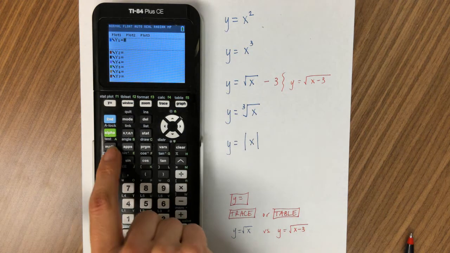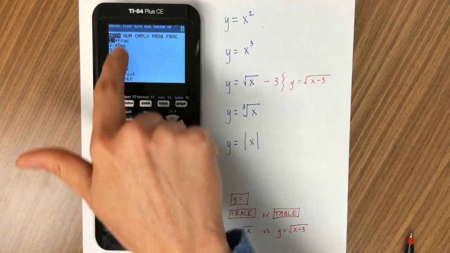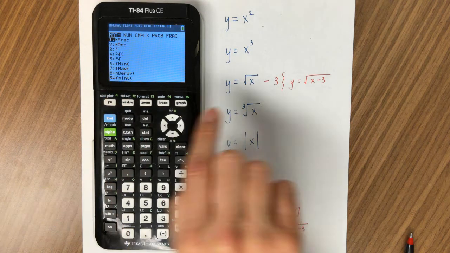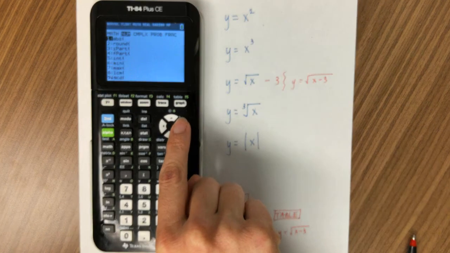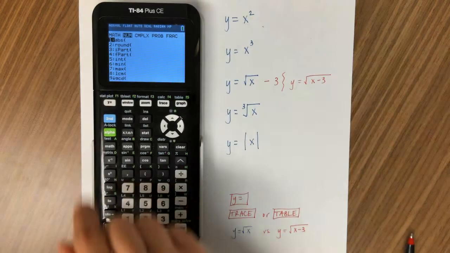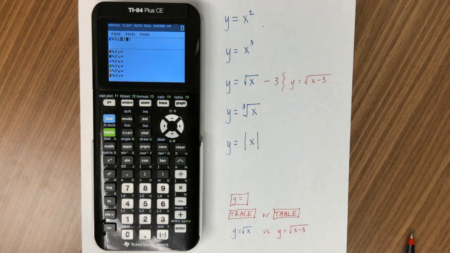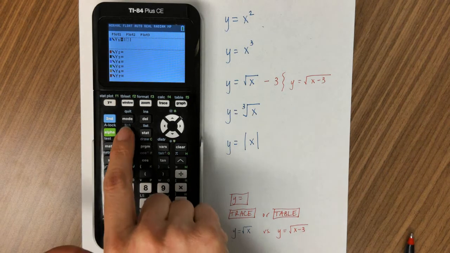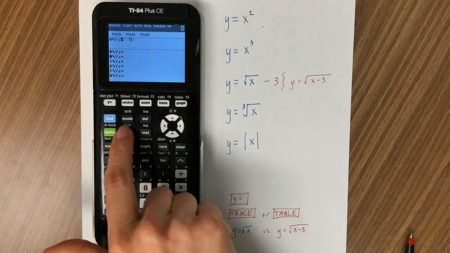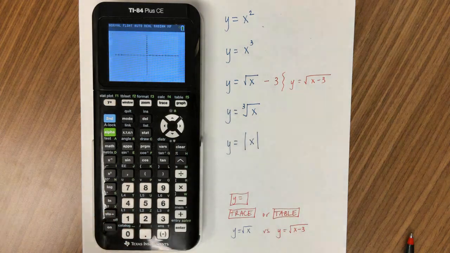So I click y equals, I click math. I don't see my absolute value here, but if I scoot to the right under the number menu, the very first thing I see is ABS, and that stands for absolute value. So when I hit that, for my fancy new calculator, the absolute value bars come up, and I can do the absolute value of x. Gives me this sharp corner. It's always a V-shaped function, these absolute value functions.